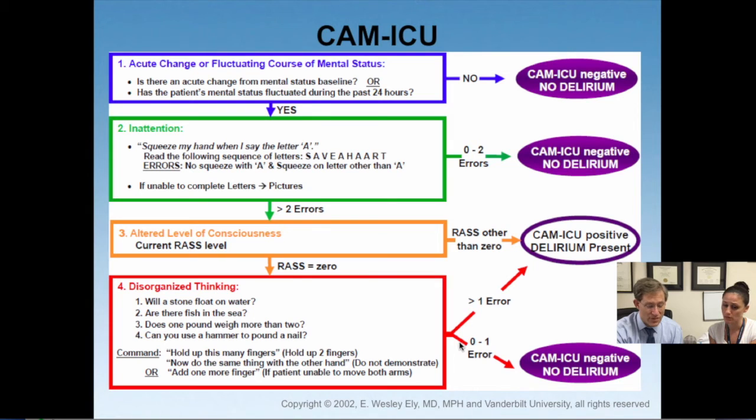So you're saying 0 to 1 is okay. More than 1 error, they have delirium. Correct. And you were saying the kind of questions you can ask. Did you want to go over any of those?